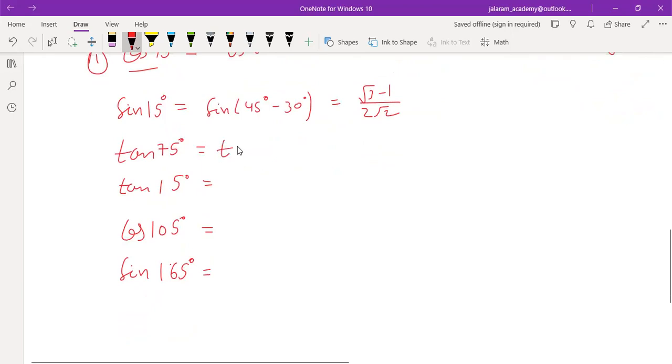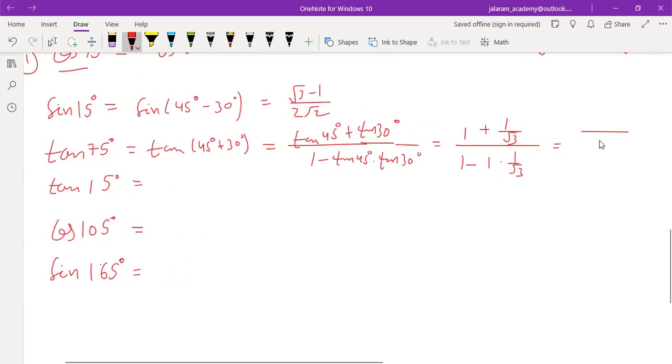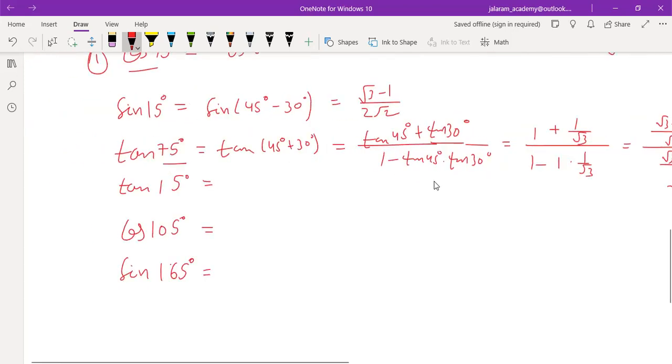Think why. And then tan 45 degree plus 30 degrees. We know the formula for tan A plus B is tan A plus tan B over 1 minus tan A tan B. The value of tan 45 degrees is 1, tan 30 degrees is 1 by root 3, over 1 minus 1 into 1 by root 3. LCM is root 3, so root 3 plus 1 over root 3 will be the numerator and the denominator is root 3 minus 1 upon root 3. These two root 3's will be cancelled out. Root 3 plus 1 over root 3 minus 1, which is the value of tan 75 degree.